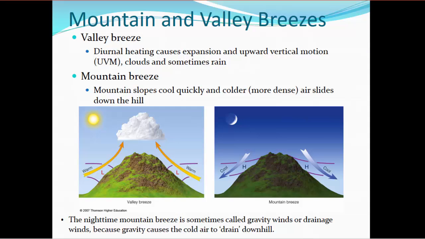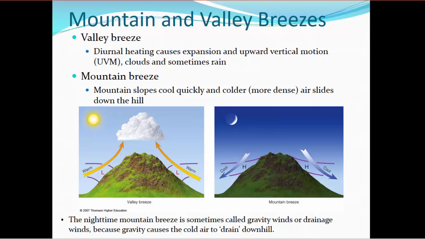Also at the mesoscale are mountain and valley breezes. And the valley breeze: the daily heating causes the expansion and upward vertical motion over the side of the mountain, and clouds and sometimes rain. So remember, we talked about the atmosphere, we talked about controls of temperature. That thinner air at higher elevations allows the land to heat up and cool off more quickly, because there are fewer air molecules to scatter or disrupt the incoming solar radiation.